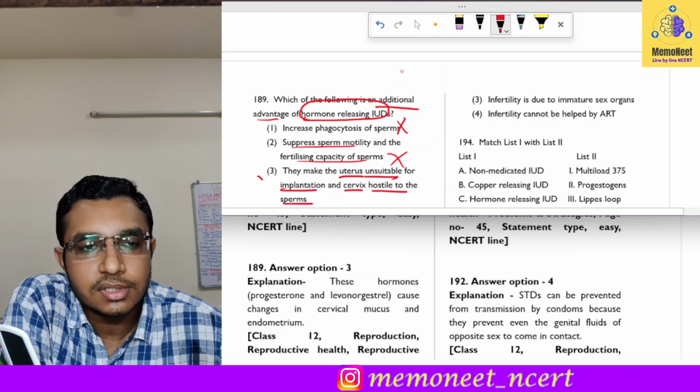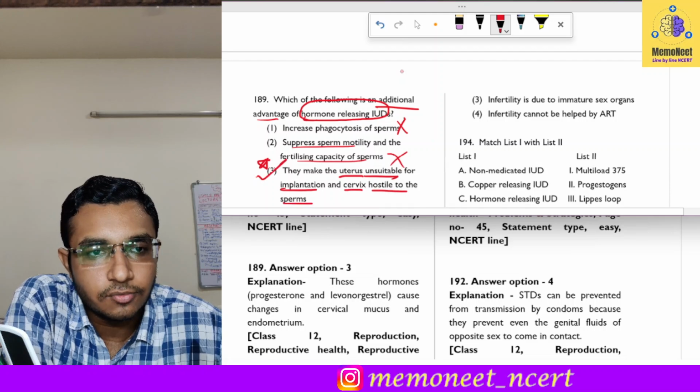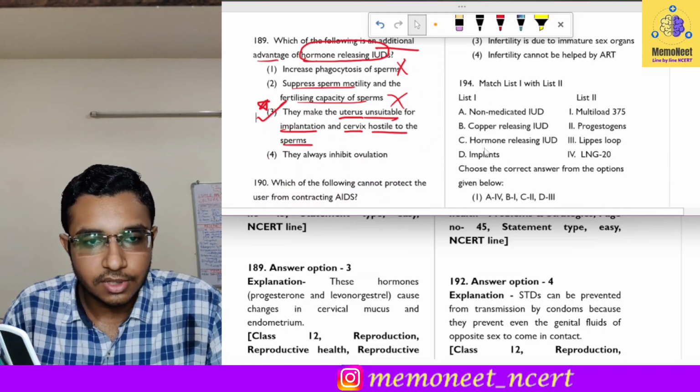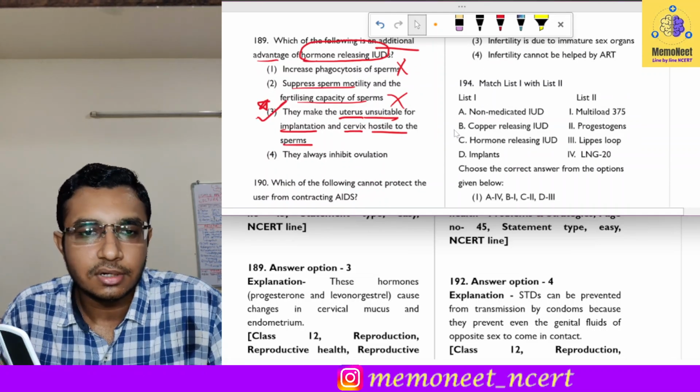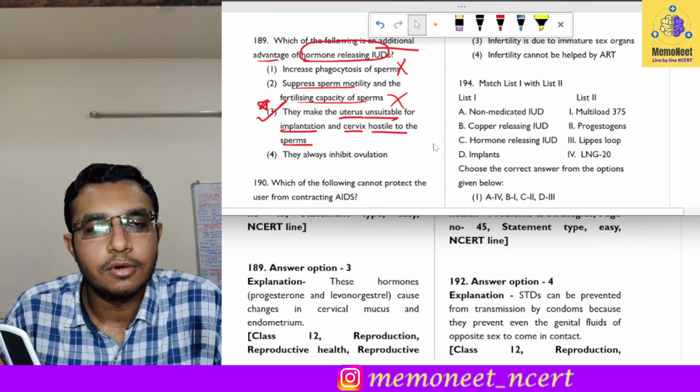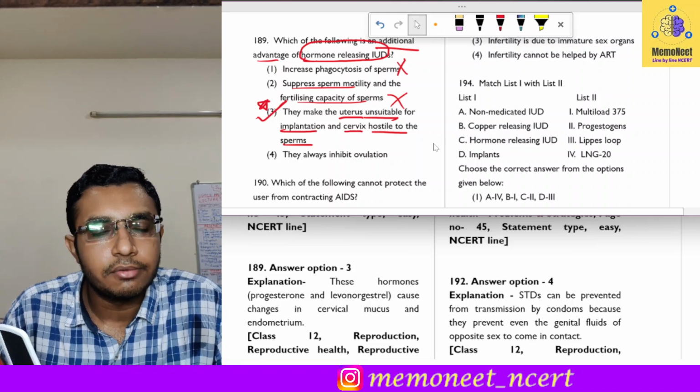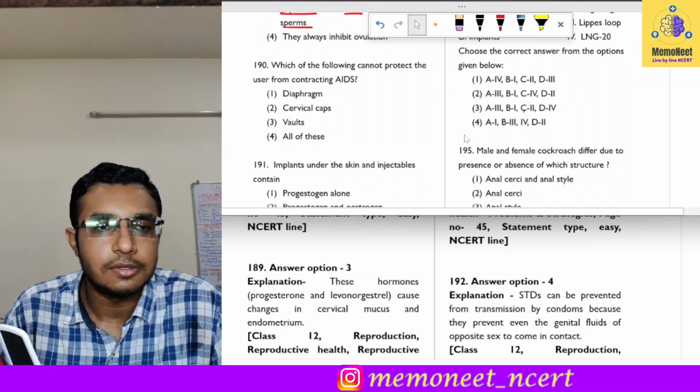Okay, so this is how the hormone releasing IUDs work. Okay, they make the uterus unsuitable for implantation and it makes the cervix hostile to the sperms and therefore preventing the conception. So therefore the correct answer of this question is option 3.